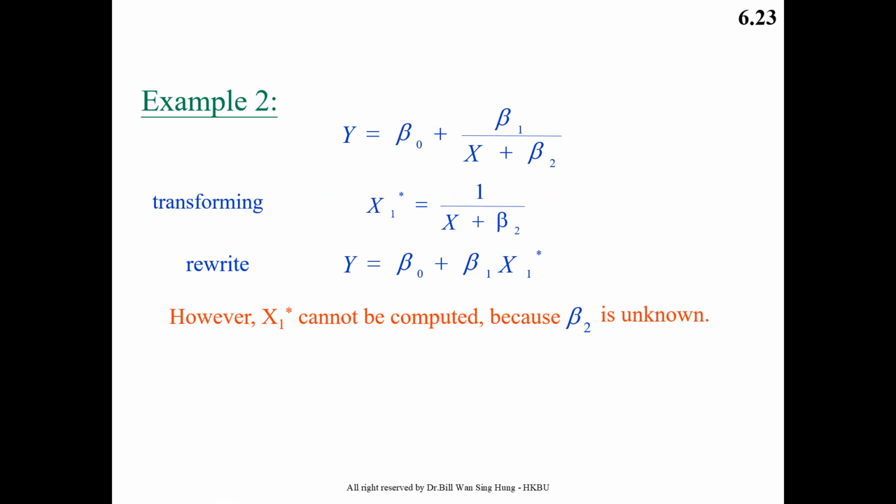This is example 2, and if we transform, we will use x1 star, and x1 star is equal to 1 divided by x plus beta 2. So we will rewrite y is equal to beta naught plus beta 1 x1 star. However, x1 star cannot be computed because beta 2 is unknown.